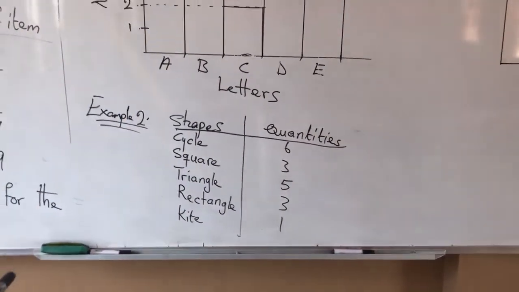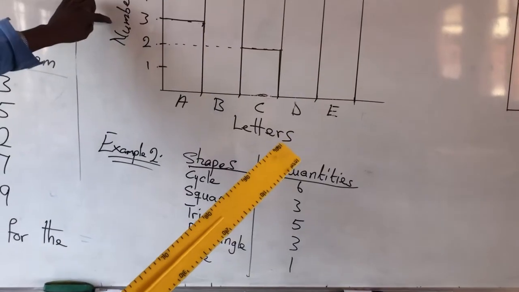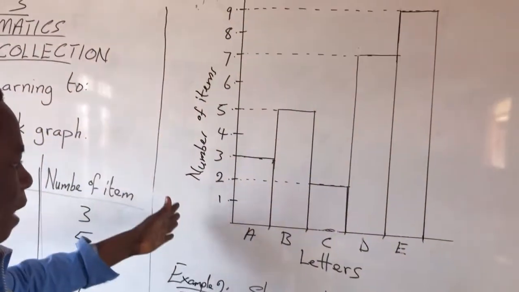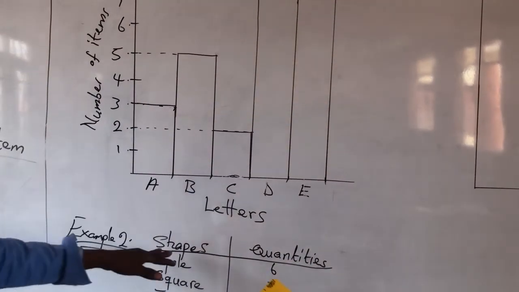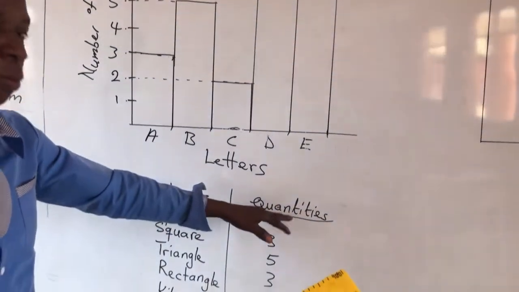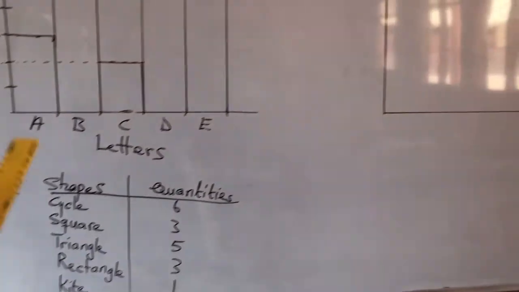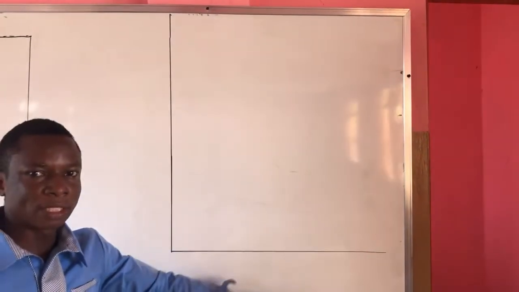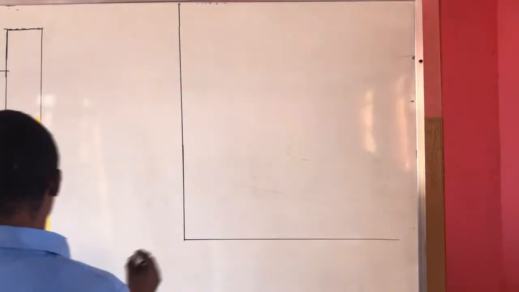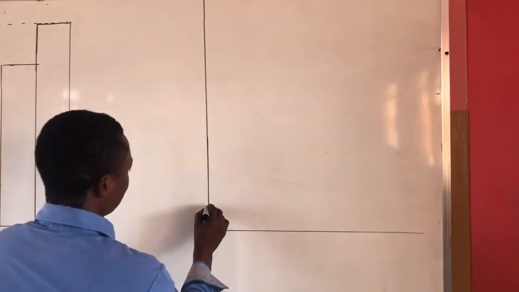I told you earlier on, look at it. Number of items on the vertical line, letters on the horizontal line. But this one is shapes to what? Quantities. So let's quickly represent that. So our quantities will be on this line, and our shapes will be on this line. Quickly mark.